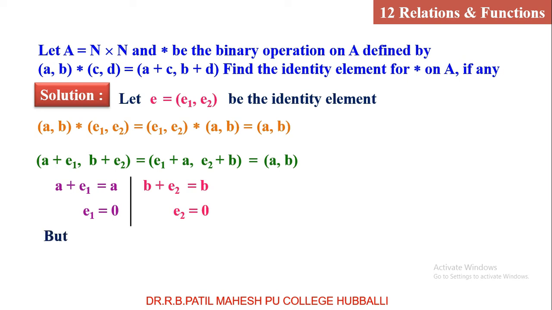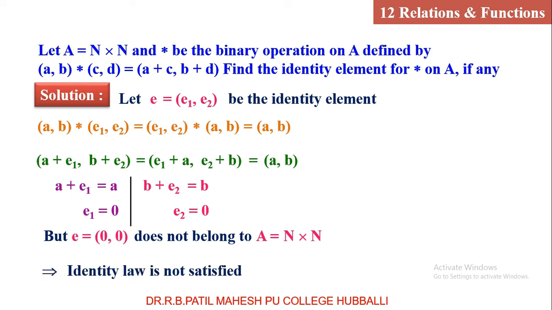So you see that e1, e2 you got 0, then the ordered pair e will be (0, 0), and (0, 0) does not belong to the set A, because the set A is the Cartesian product of natural numbers and itself. There will not be a (0, 0) ordered pair, hence identity element does not exist, or identity law is not satisfied because of (0, 0).